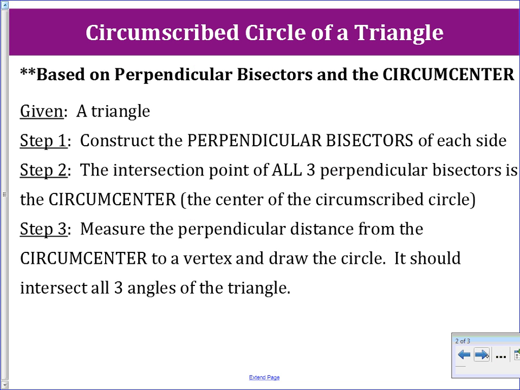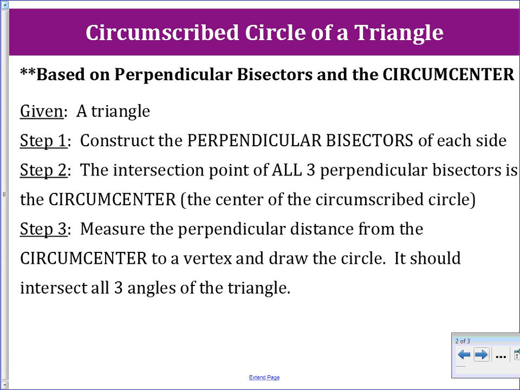In order to do this, we are using the ideas involved in a perpendicular bisector construction and perpendicular bisectors in general. We know that the perpendicular bisectors in a triangle, if we draw all three of them, intersect at the point known as the circumcenter. As a result, the circumcenter is equidistant from all three vertices of the triangle.